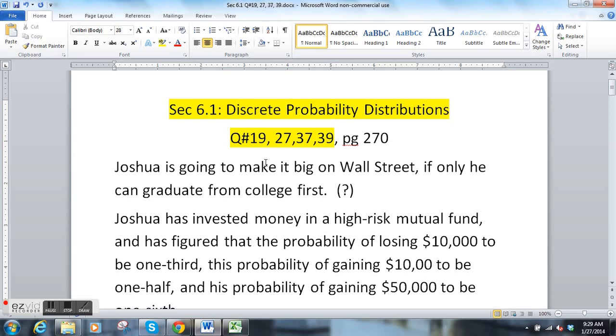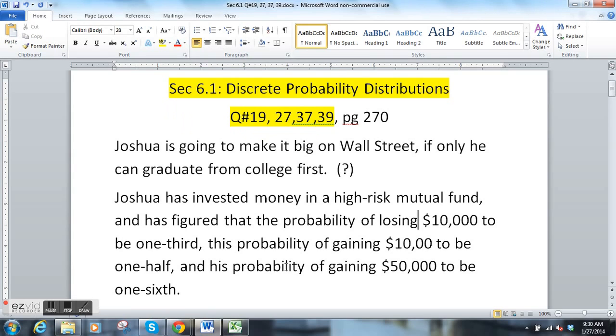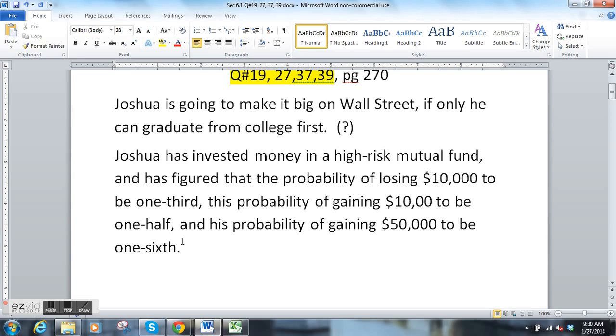So, we have the situation where Josh is going to make it big on Wall Street if only he can graduate from college first. I added this question mark because it seems silly. But regardless, Joshua has invested money in a high-risk mutual fund and has figured that the probability of losing $10,000 will be 1/3. The probability of gaining $10,000 will be 1/2, and his probability of gaining $50,000 will be 1/6. Okay, so that's the question. I'm reading question number 19.